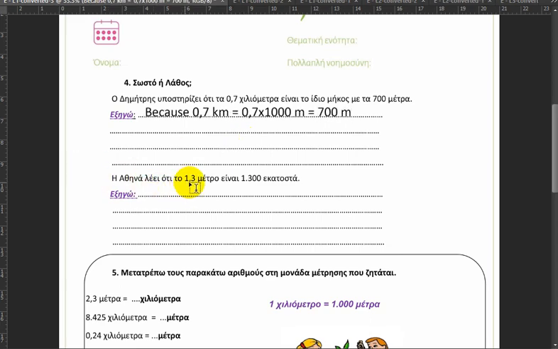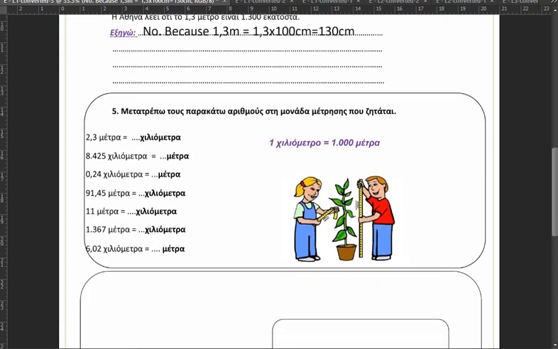And then we have, is 1.3 meters equal to 1,300 centimeters? And the answer would be no, because 1.3 meters is equal to 1.3 times 100 centimeters, which is equal to 130 centimeters. So no, it should be 130, not 1,300.